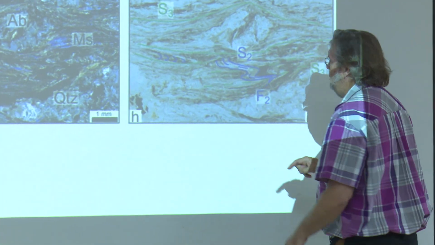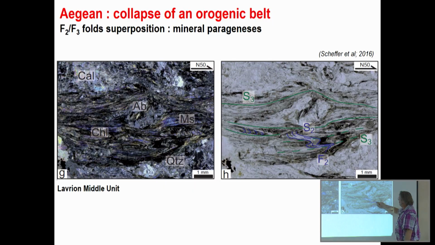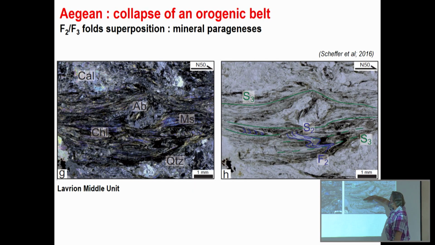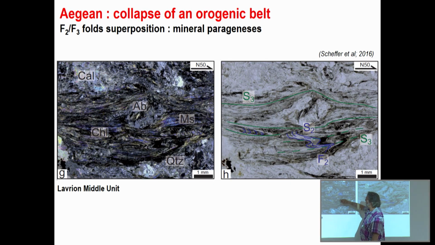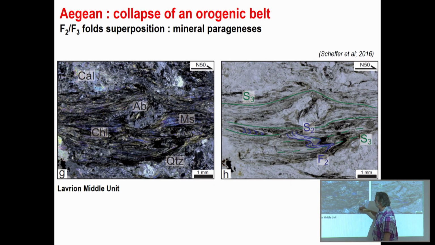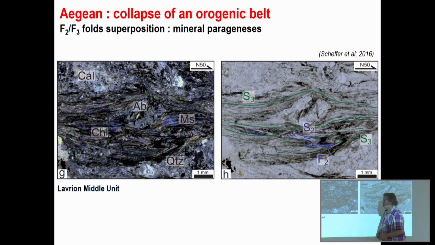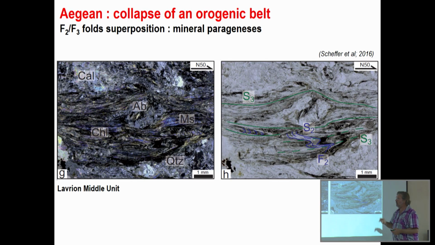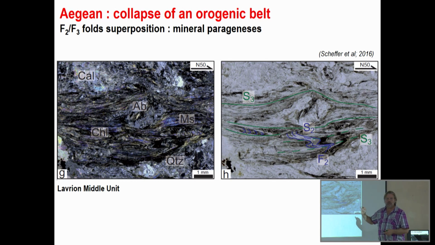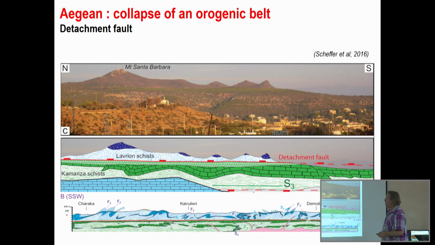So can we find it? Yes, we can find S1 and relics of S2, and mostly here S3. And you see it's not underlined or delineated by the same minerals. But that's tricky. That requires a mapping, chemical mapping, of this. So we come back to that afterwards.